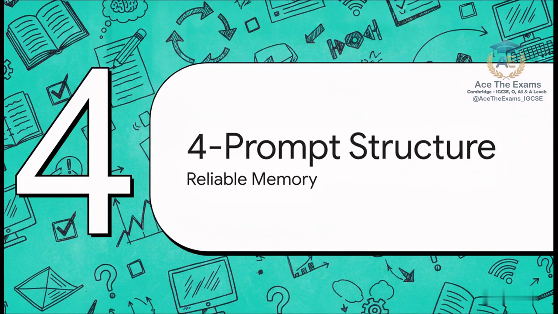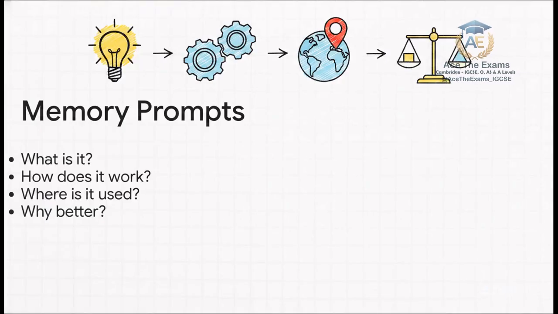Part 4, the 4-prompt memory structure. So how do we make sure your brain is wired to produce these top-band answers on demand? If you want to know if you truly understand a concept in the 9626 syllabus, ask yourself these 4 prompts out loud. 1. What is it?